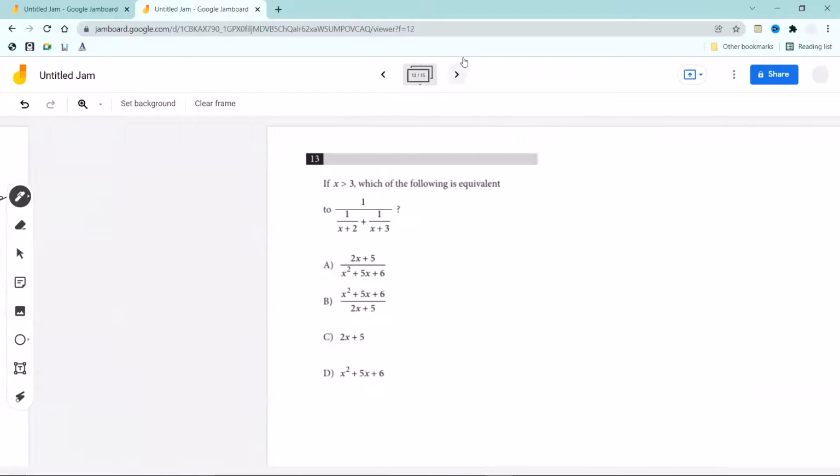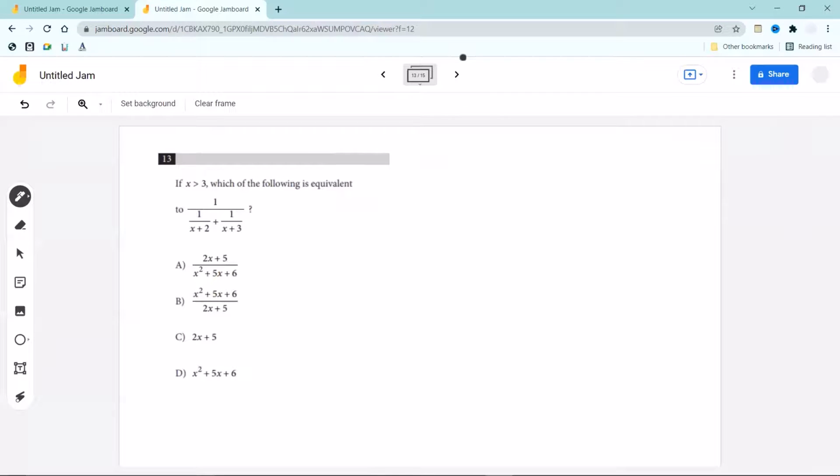All right. Let's take a look at number 13. So 13 is asking us to do some algebraic manipulation. They want to know which of the following is equivalent to 1 over x plus 2 plus 1 over x plus 3. So we have to find the correct answer here. Right off the bat, the first thing I'm going to do to approach this is to create a common denominator for both fractions.